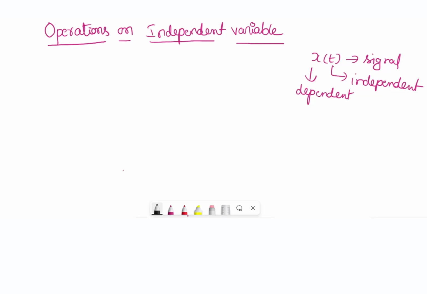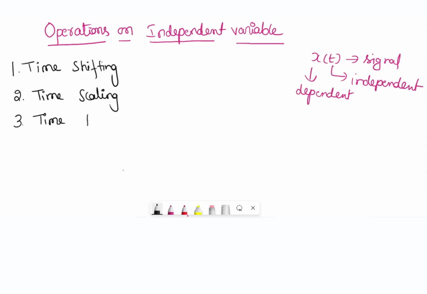The main operations include, here the operations are on the time. So the main operations include time shifting, the second, time scaling, and the third, time reversal. Now let us start the first one, time shifting.